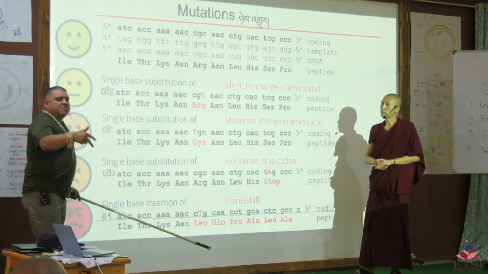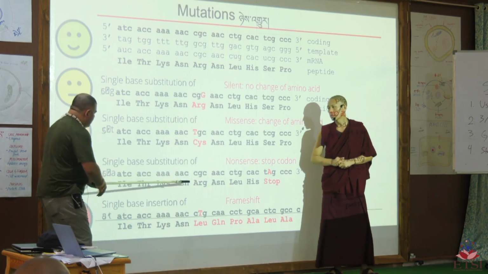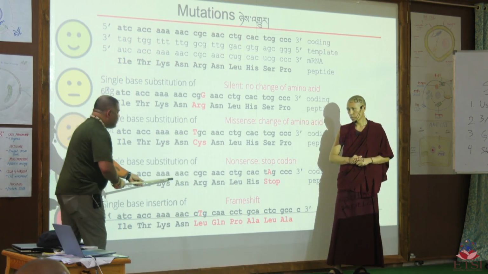So if you have a nonsense mutation, you could get one anywhere, and if you have a stop, the length of the polypeptide becomes really short.